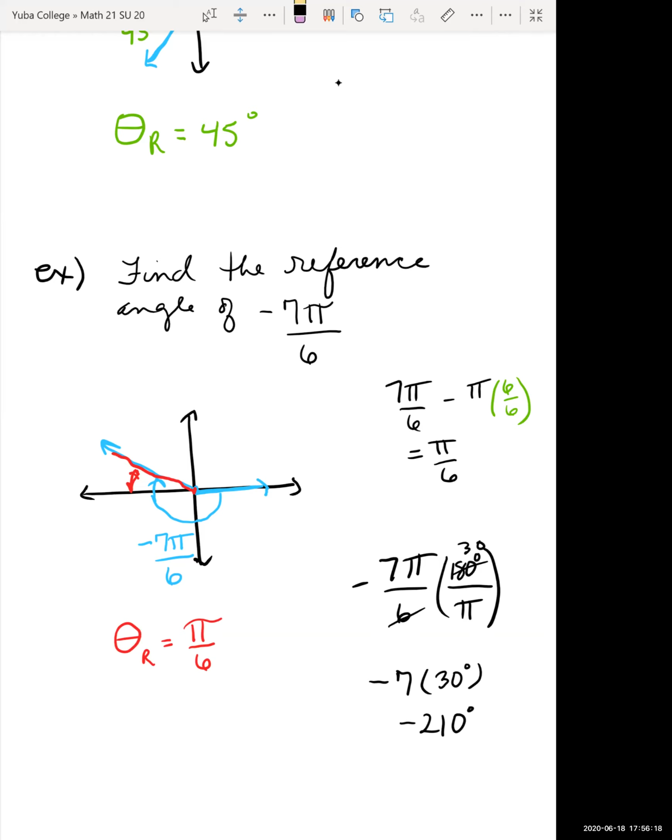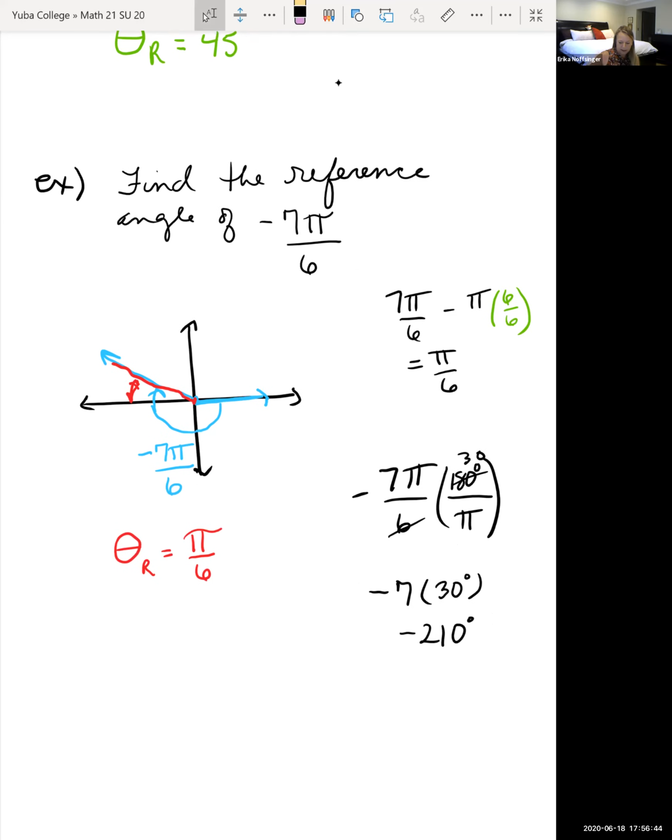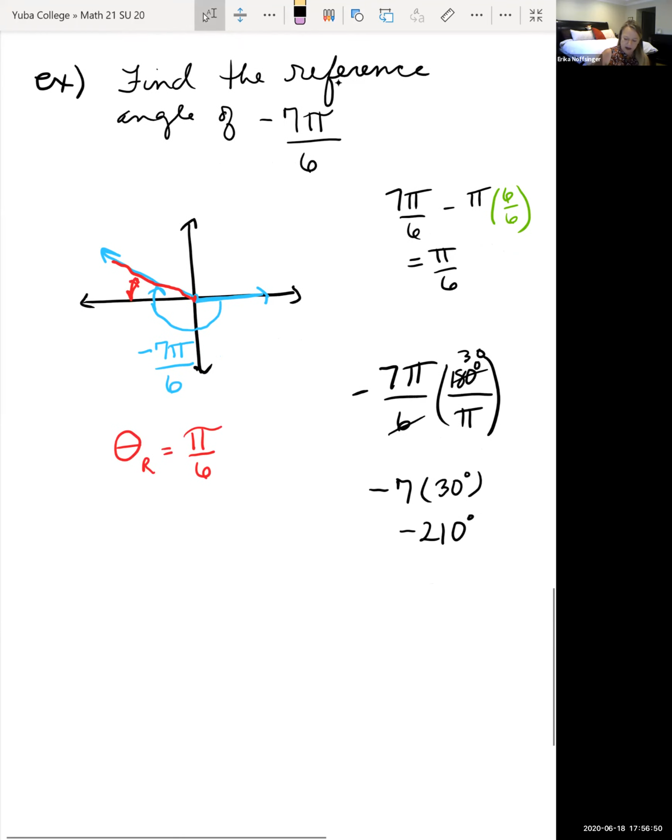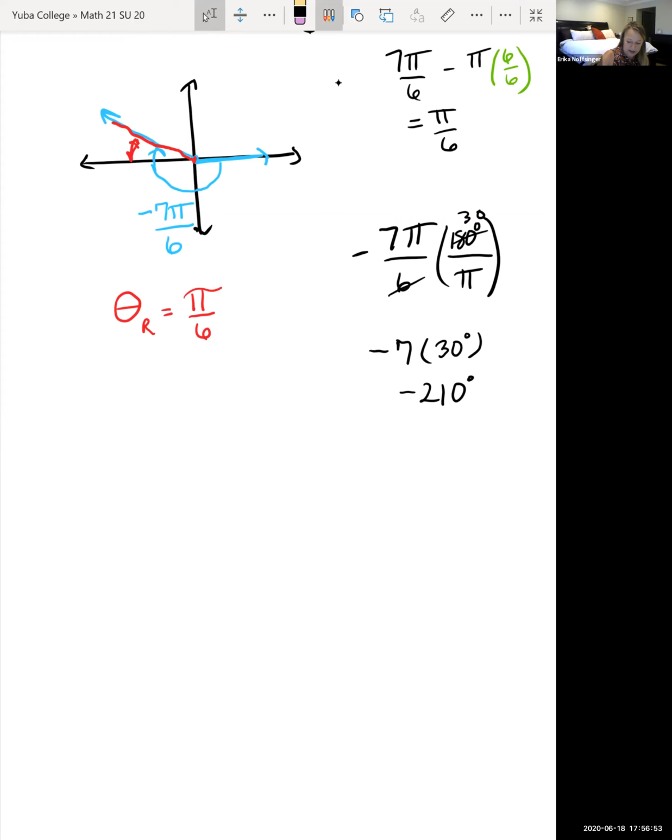Oh yeah, and then it's going the other way because it's negative. Right. And remember, reference angles are always going to be positive. They always have to be between the terminal side and either the negative or positive x-axis, whichever gives us the smaller angle between 0 and 90 degrees, or 0 and pi halves. Depending on what quadrant we're in determines what sign your trigonometric function is going to have.